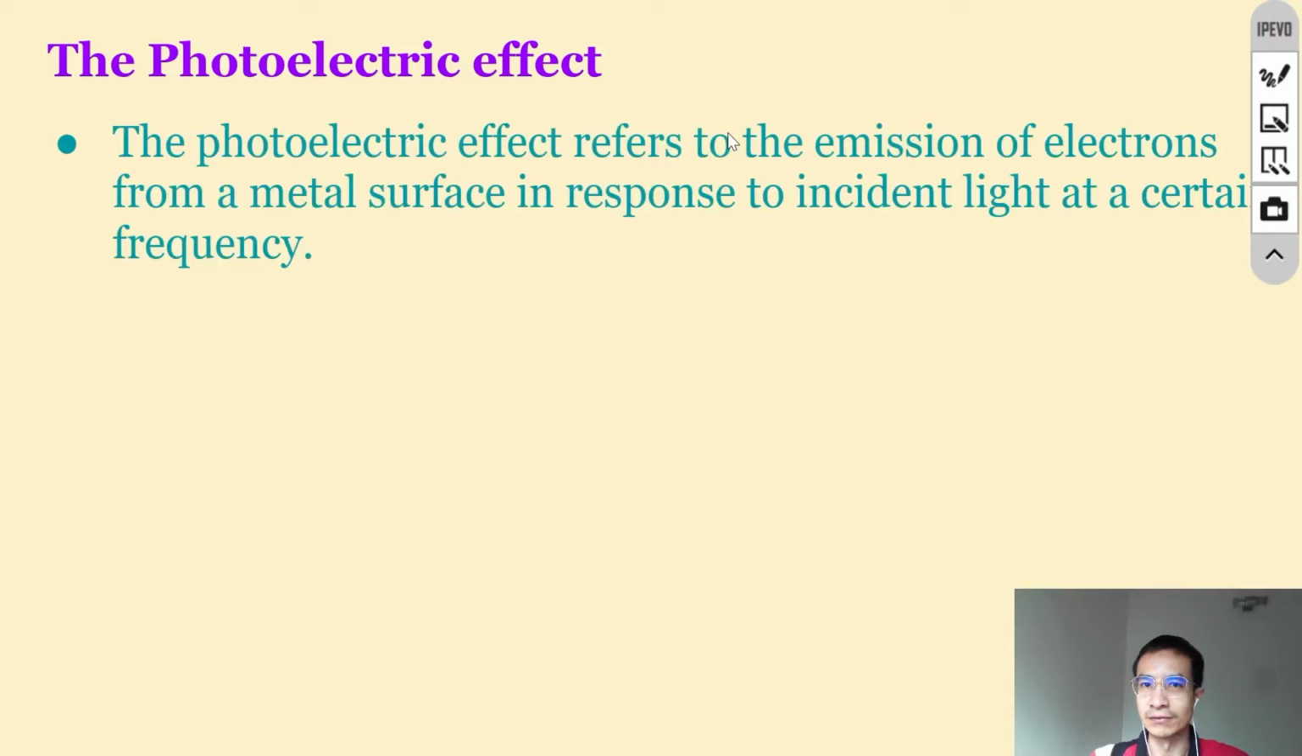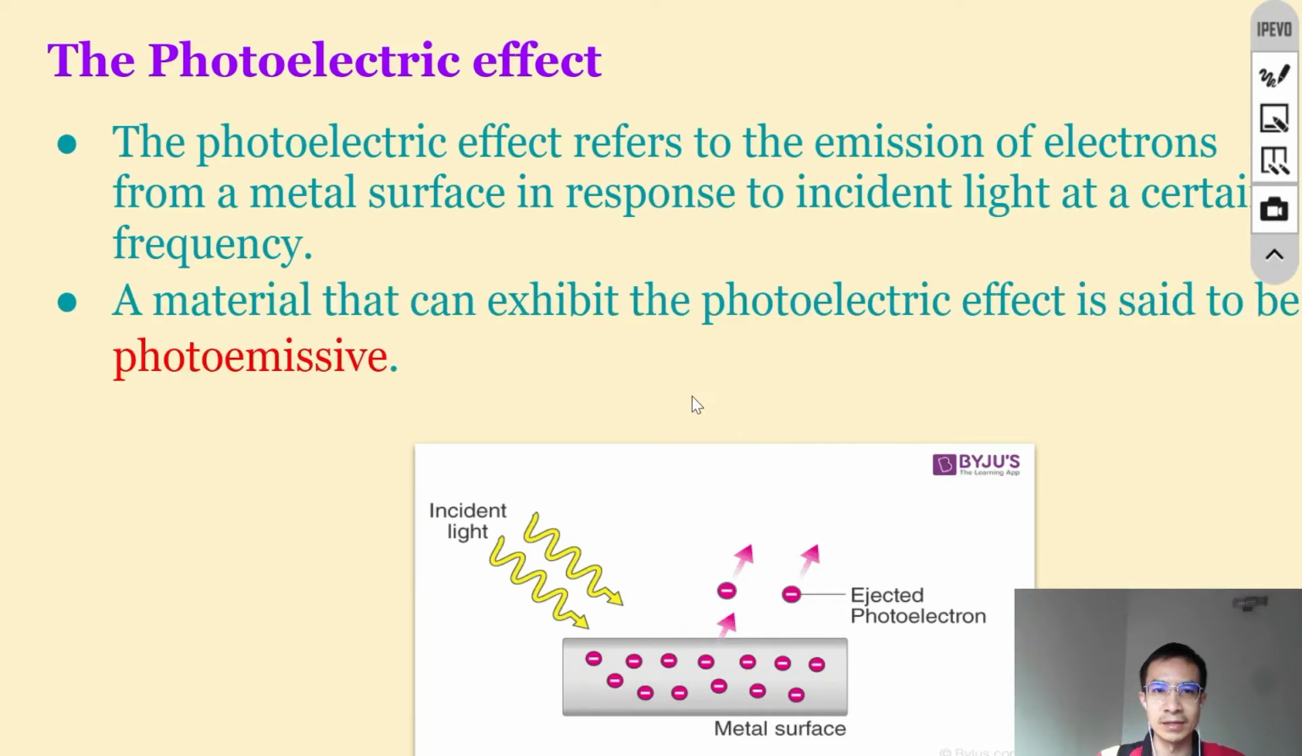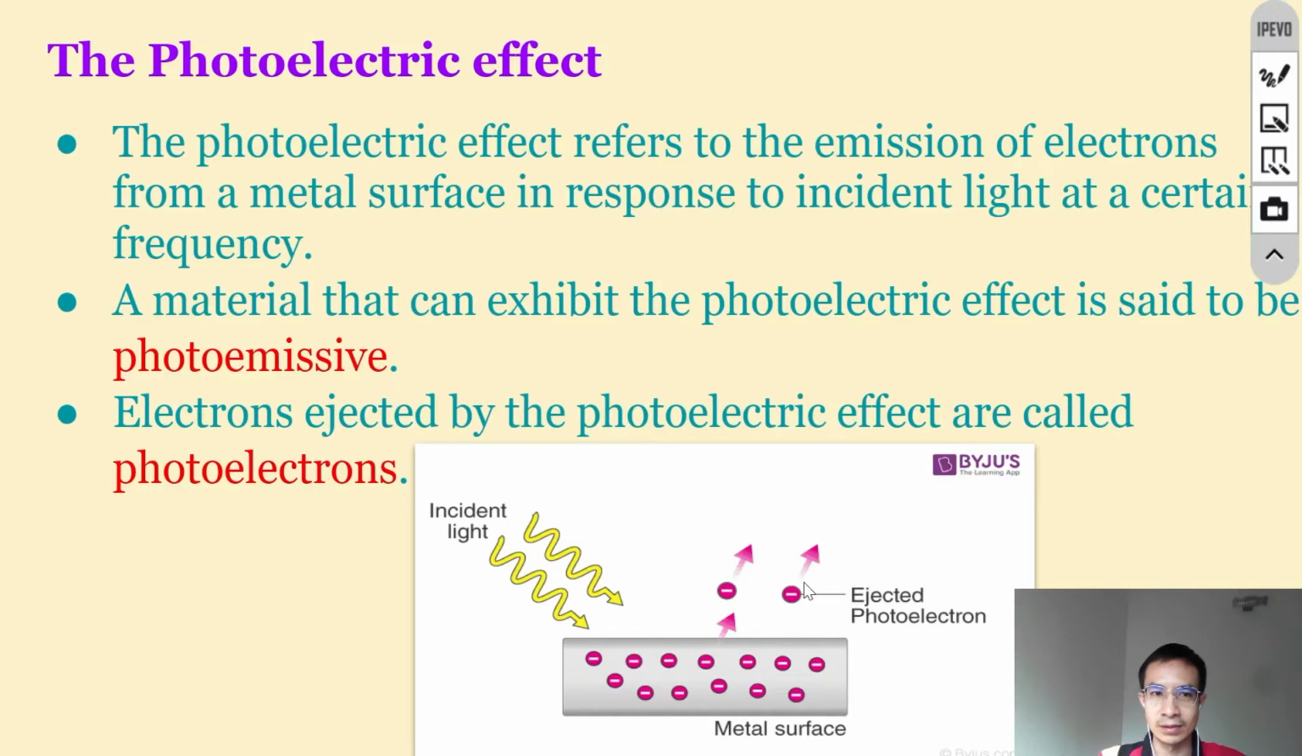Photoelectric effect refers to the emission of electrons from a metal surface in response to incident light at a certain frequency. So what you can see right here is a metal. When light strikes the surface of the metal, the energy contained within the incident light is absorbed by the electron within the metal. This gives the electron sufficient energy to be knocked out or emitted from the surface of the metal. A material that can exhibit the photoelectric effect is said to be photoemissive. And the electrons ejected by the photoelectric effect are called photoelectrons.